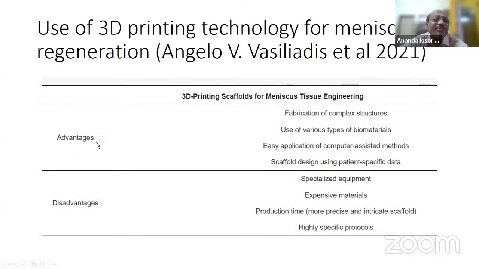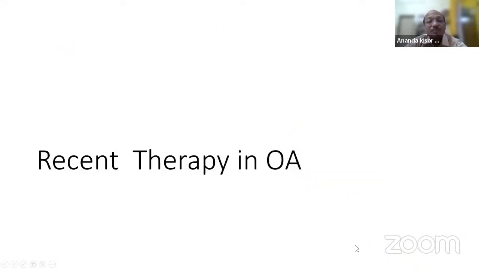Now, there are several advantages and disadvantages of this 3D printing technology for meniscus regeneration. I'm not going to detail; it is always written, so that can be used. Advantages: fabrication of complex structures in a very simple manner, use of various types of biomaterials, and application of computer-assisted methods. Disadvantages: specialized equipment is required, which is expensive, production time may be longer, and it may need highly specific protocols.